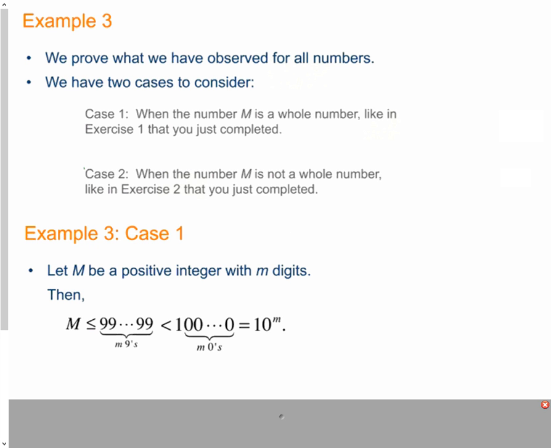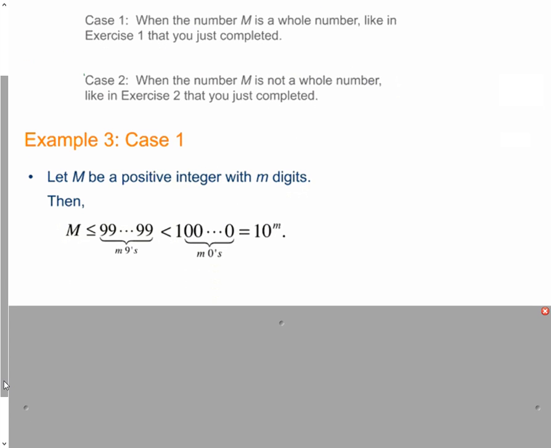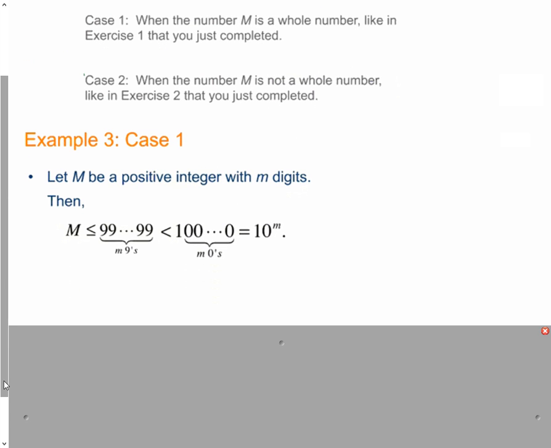Example 3 says let m be a positive integer with m digits. So it doesn't matter how many digits there are. If you had a number, for instance, like 999, that is the biggest 3-digit number you can have. I hope you agree with that. If you go one bigger than it, using the same number of digits only as zeros, just put a 1 and then we have 3 zeros, one bigger than it would be 1,000.